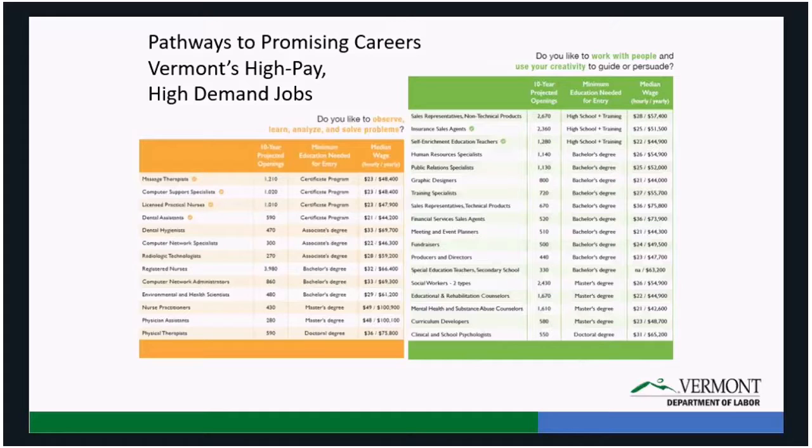This is a great tool for people who are trying to make some career decisions. It should also be noted, however, that there are hundreds of occupations in Vermont, and we need people to do all types of work in the state. These just happen to be jobs that are in high demand right now, that pay high wages. But if you don't see an occupation on here, it doesn't mean that that can't be a great career for you. It just means that at the moment, it's not one of the high demand, high pay occupations.